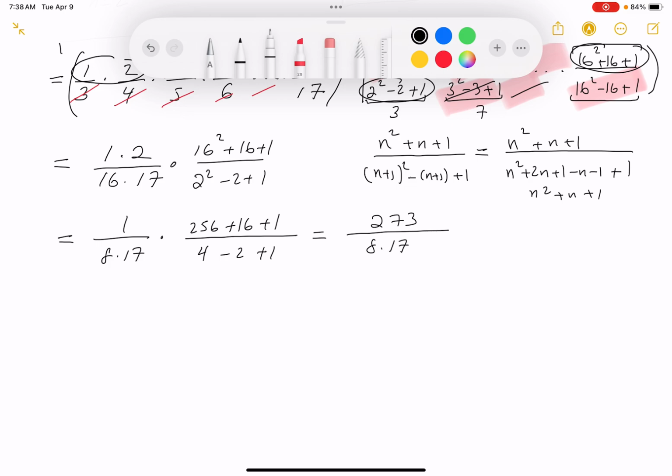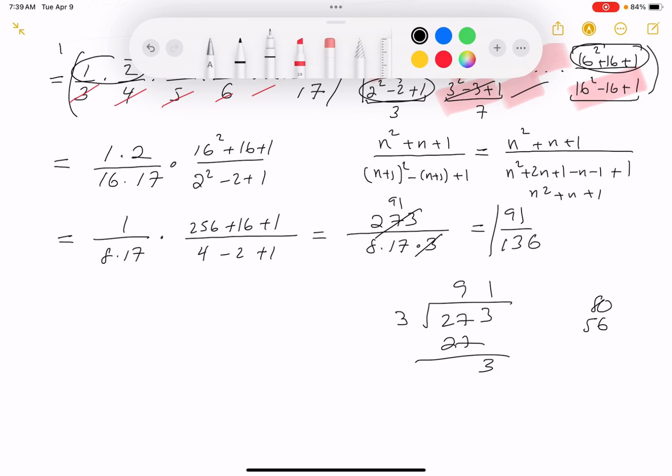And then 4 minus 2 is 2, and 2 plus 1 is 3. All right. I'm starting to realize that this might be reducible because I'm looking at the top number, and that's divisible by 3. All right, so let's put this down. 3 goes into 273, 91. All right, so I did this. This is 91 now. 8 times 17 is 80, and then 56. And what's that going to give you? Let's see, 136. I think we're done. 91 over 136, and we're done.